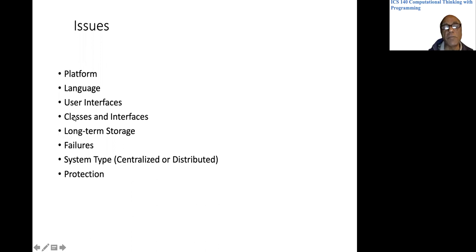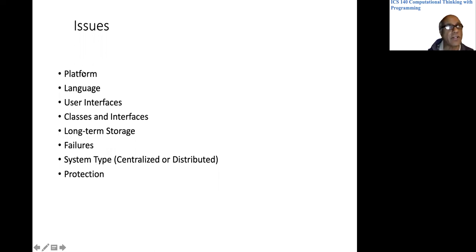A chief major thing here in the object-oriented design would be the classes and interfaces and their details. How do you provide for long-term storage of data? How do you handle failures? And what kind of a system is this? Is it centralized or is it distributed? And how do you provide protection for the data and software and the computer system, all those issues. So you can see that there are numerous issues that we need to tackle.